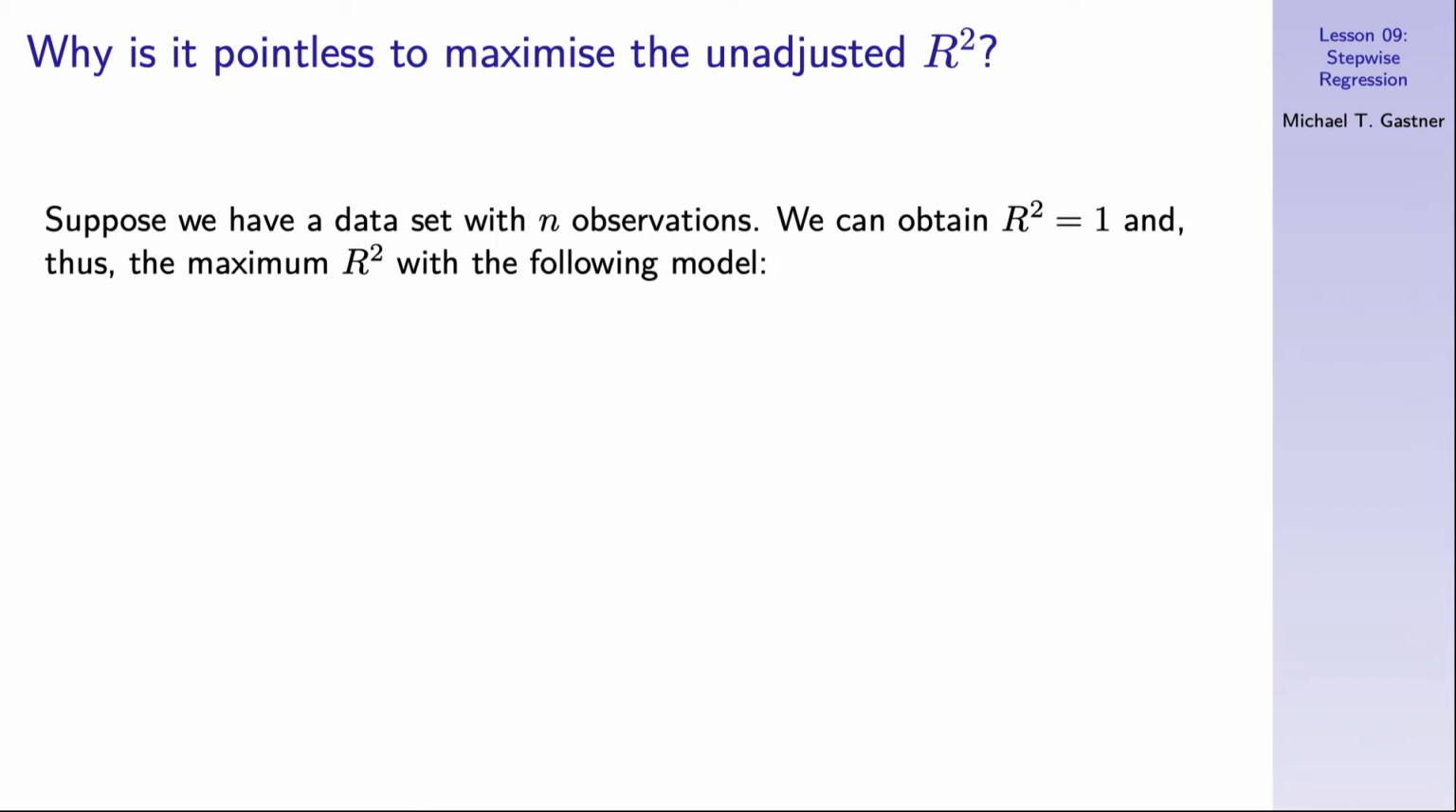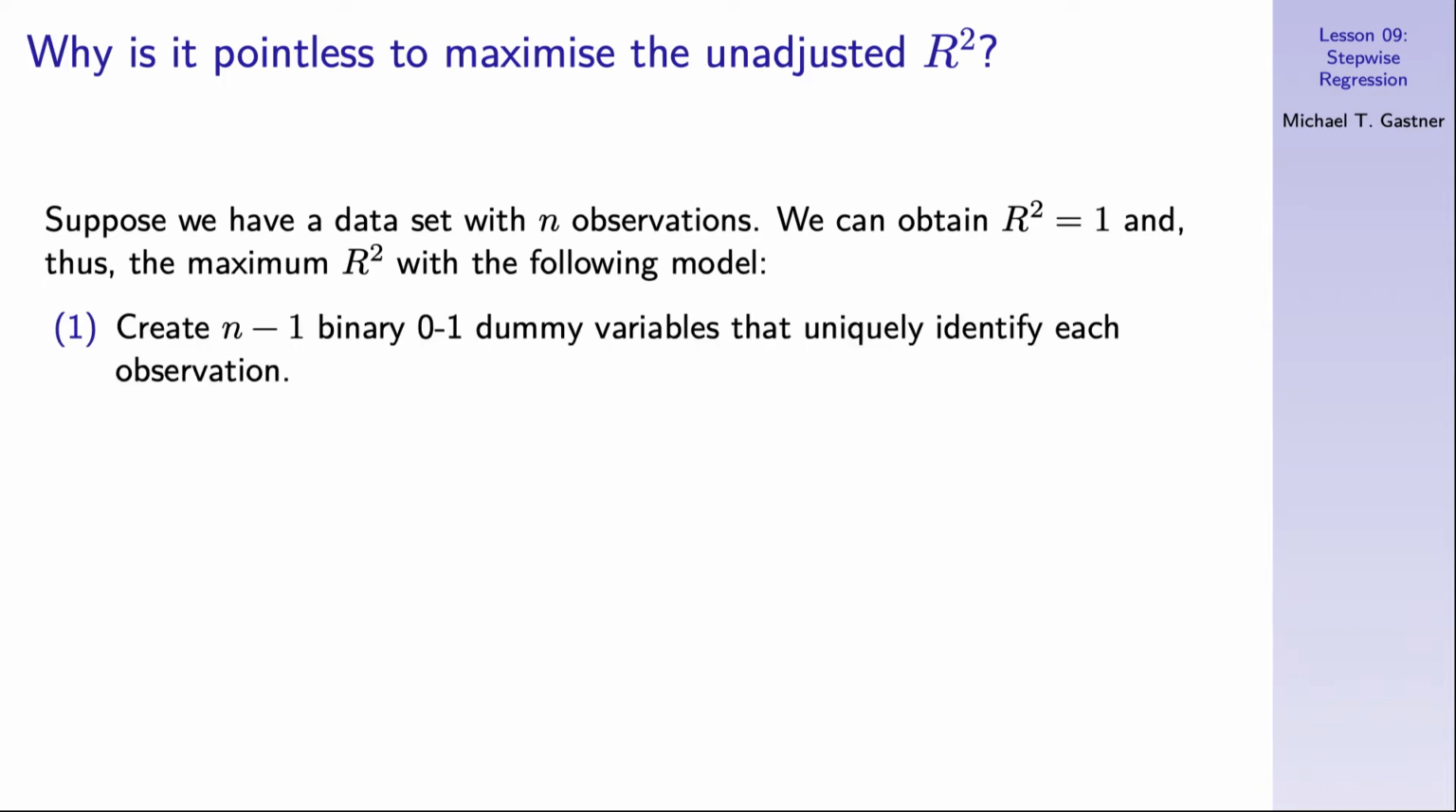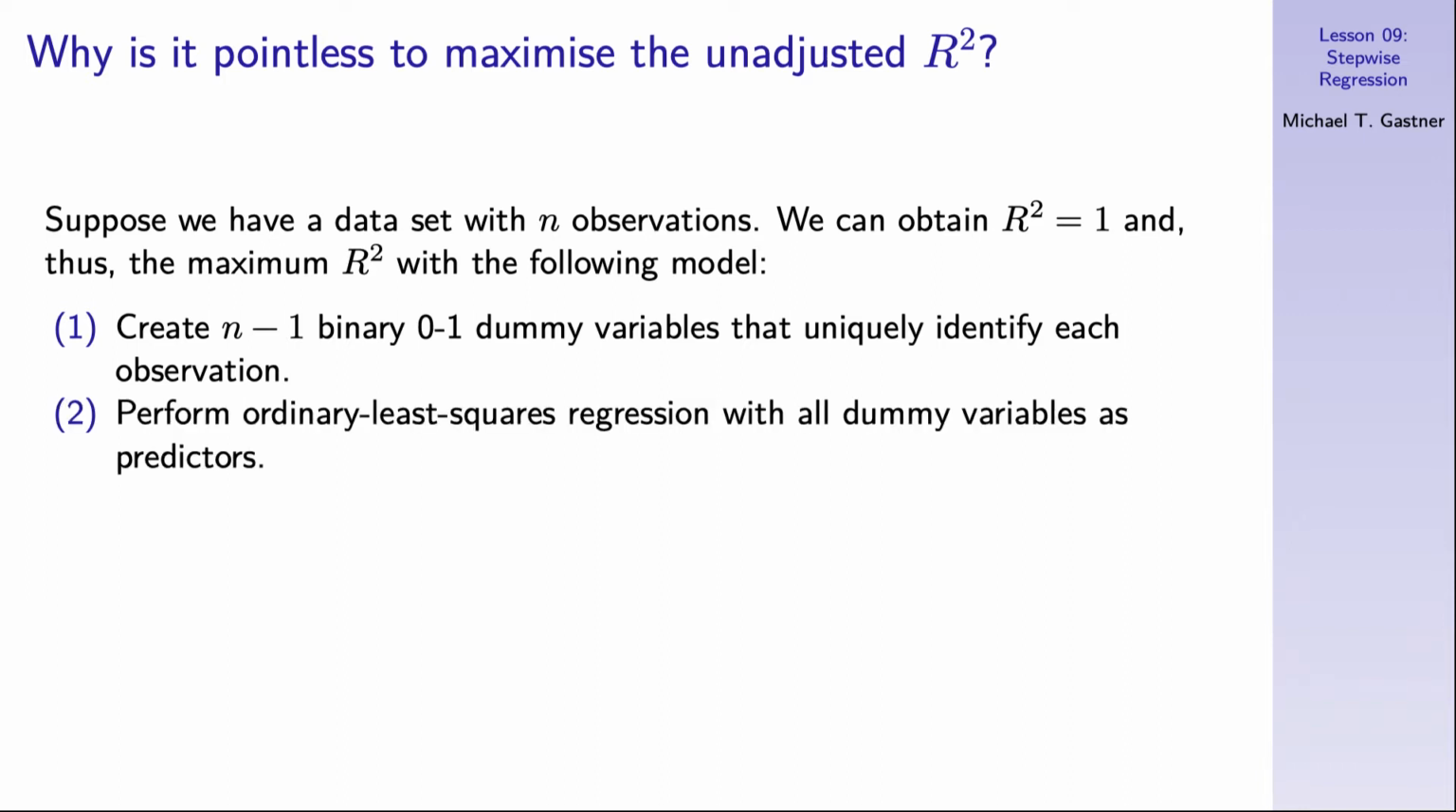Let me show you an example. Suppose we have a dataset with n outcomes. We can obtain R-squared equal to 1 and thus the maximum R-squared with the following model. First, we create n-1 binary 0-1 dummy variables that uniquely identify each observation. Then we perform ordinary least squares regression.